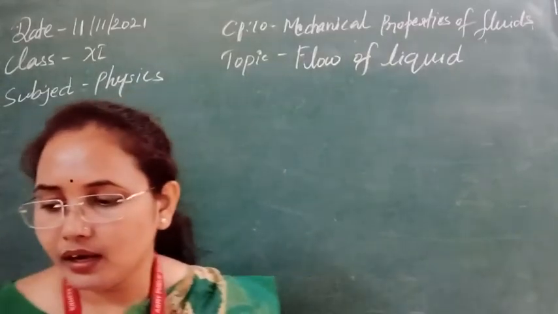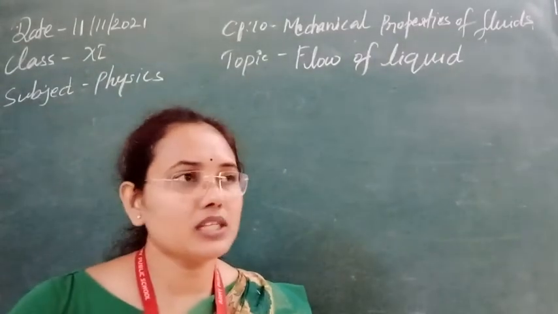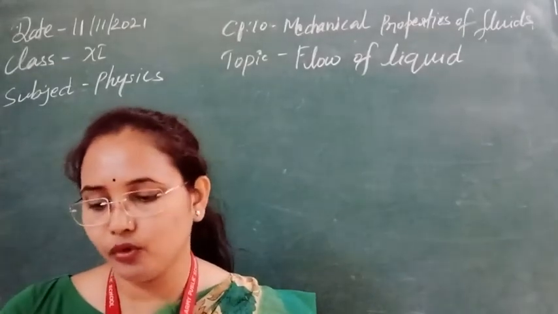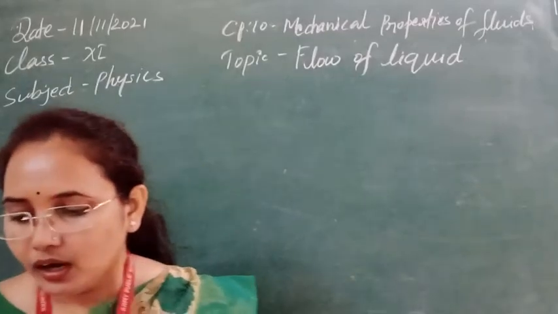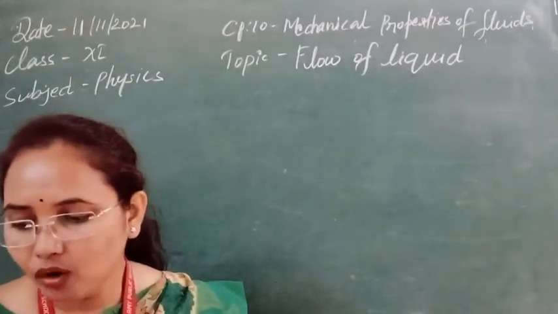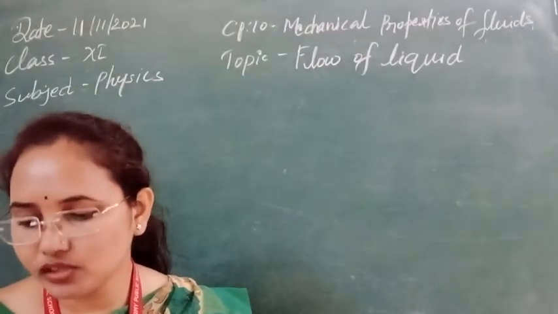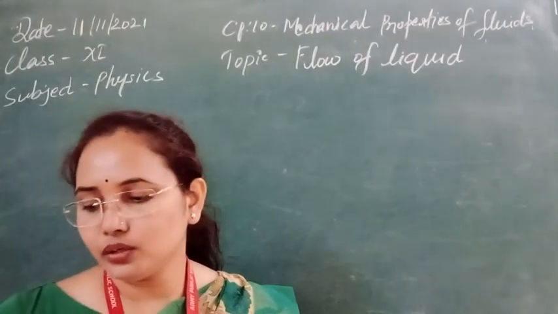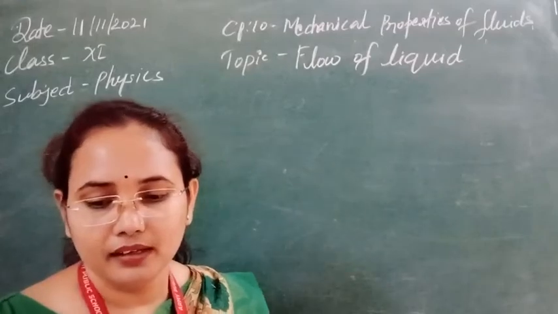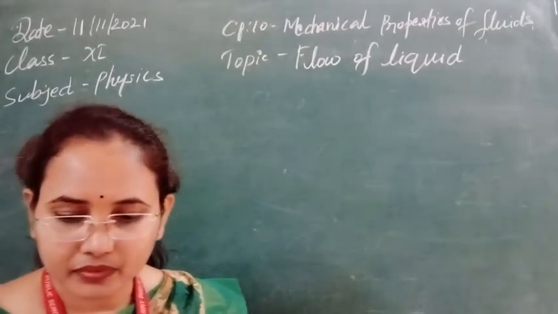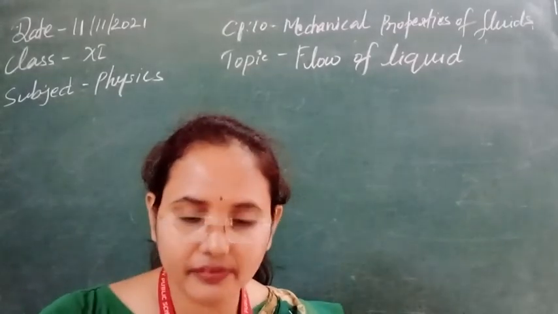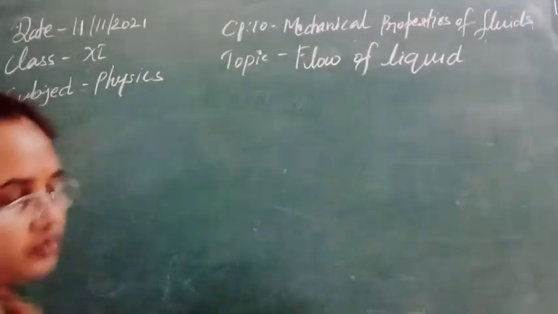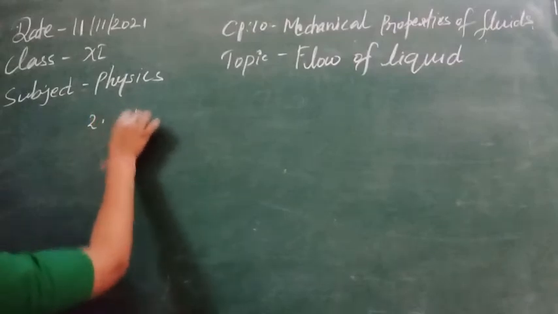Now next, a very small concept that we will discuss in streamline flow, that is the tube of flow. So what is a tube of flow? A tube of flow is a bundle of streamlines having the same velocity of liquid particles over any cross section perpendicular to the direction of flow of the liquid. So that is, I think, now clear. Next, the second kind of flow we have is laminar flow. So let's see what laminar flow is.